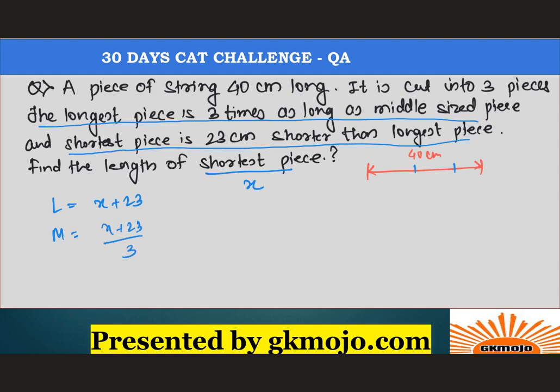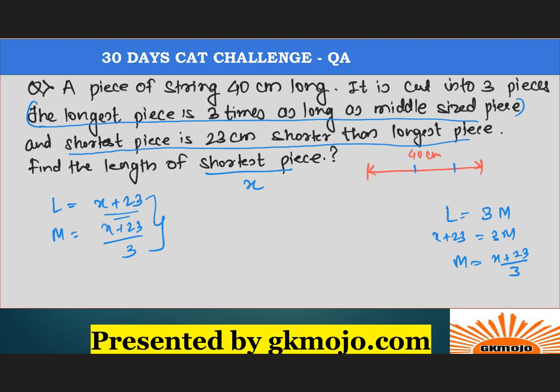All right, don't get confused over here. It says that the longest piece, that is this longest piece, is 3 times the middle size piece. And the length of the longest string is x plus 23. So the middle piece becomes (x plus 23) by 3. All right, hence we get these equations.